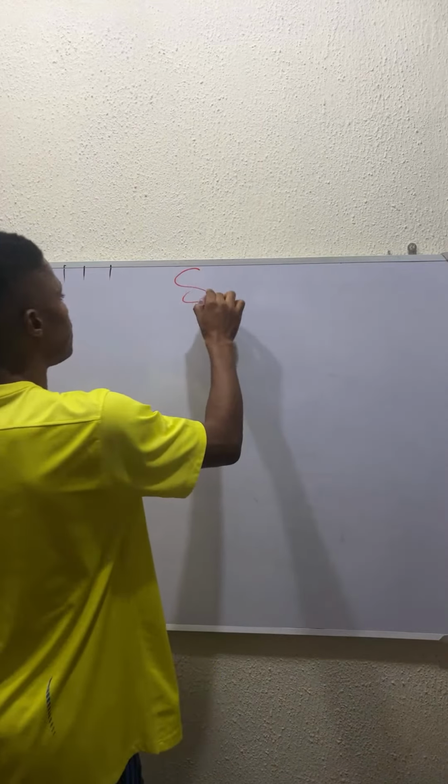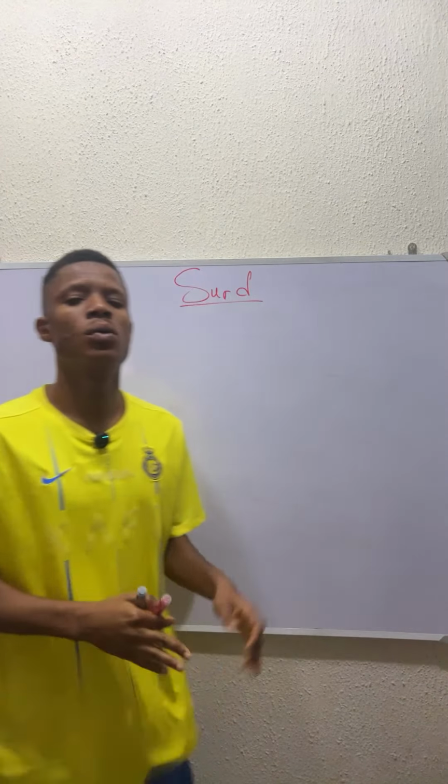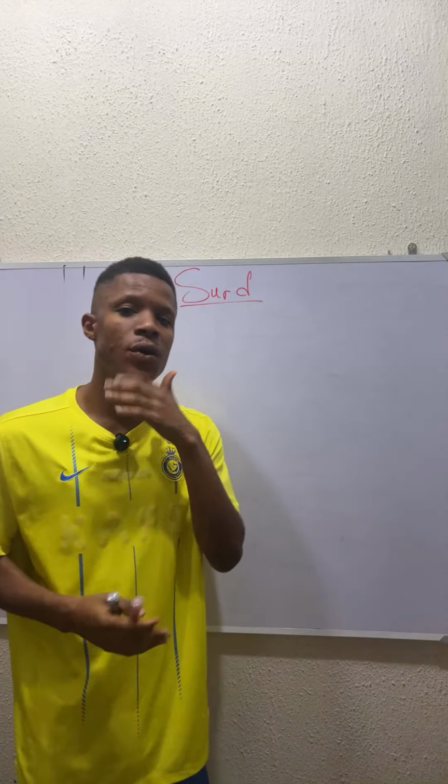In today's class, we'll be looking at surds. When we talk about surds, we are talking about irrational numbers. What are irrational numbers? Irrational numbers are numbers that cannot be expressed in the form of a fraction. And a surd involves a square root.